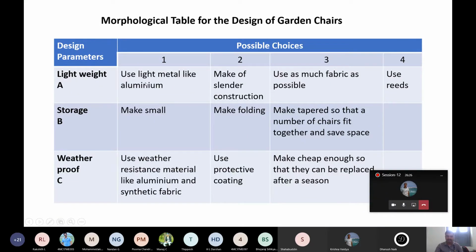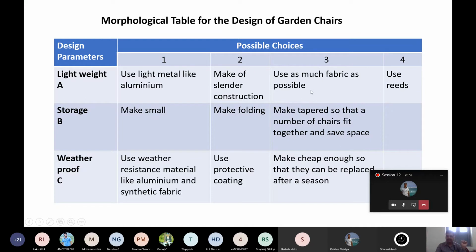One possible way is, if it is a metallic chair, you can make use of a light metal, that is aluminum. Again, you can go for slender construction. In the design, you make the thickness of the sheet used for the chair small, so it is a very thin structure and you are able to achieve lightweight. That is another possibility.